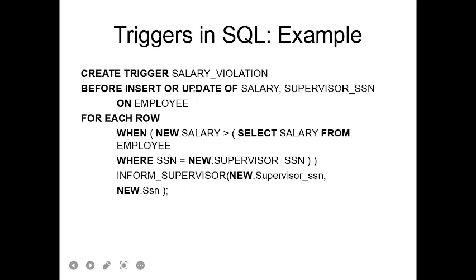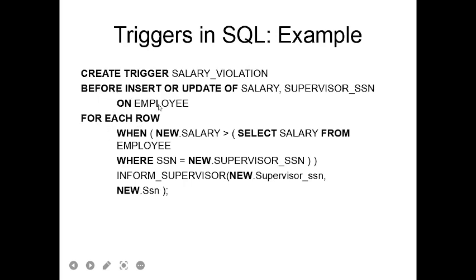So here, before triggering operation insert or update of salary, supervisor_SSN on employee. Suppose we are trying to insert some employee in this employee database, or maybe we are updating the salary of some employee or the supervisor of an employee. In those cases, just before that, we need to execute this trigger. And what is that trigger?